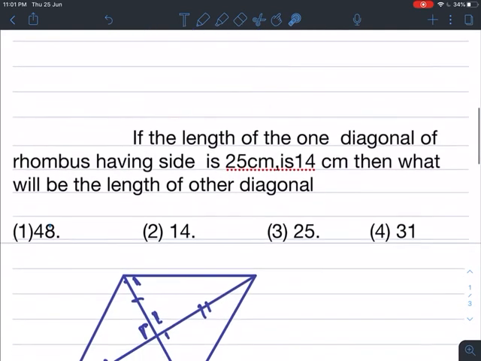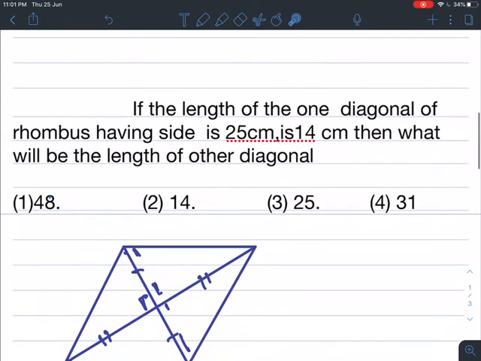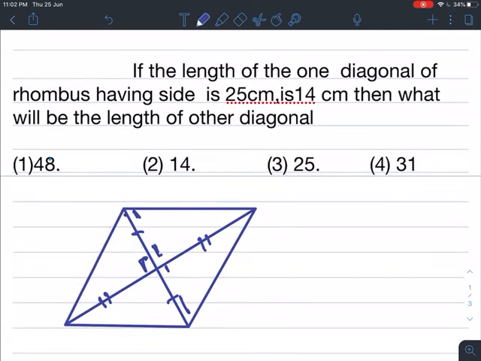Now next question in the same exam: if the length of one of the diagonals of a rhombus having side 25 is 14. Here 25 is not the length of a diagonal, 25 is the length of the side. So I will write here: length of side is 25, length of diagonal is 14. Diagonals of a rhombus bisect each other, so if this diagonal is 14, it will make two equal parts, so this length will be 7.